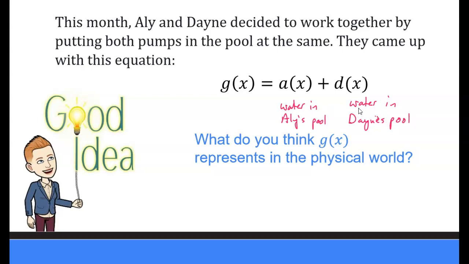So now if we add those both together, how would we describe that? It's not a trick question. It's so simple it almost feels obvious. What would we say if we added the water in Allie's pool to the water in Dane's pool? Well, it's the total water in both pools. We just added the water in Allie's pool to the water in Dane's pool, and we get an amount that is both pools combined.